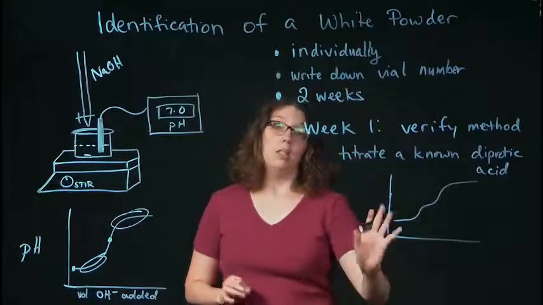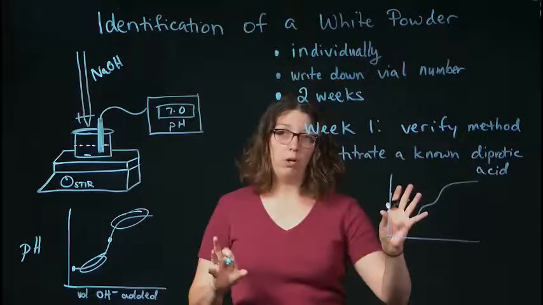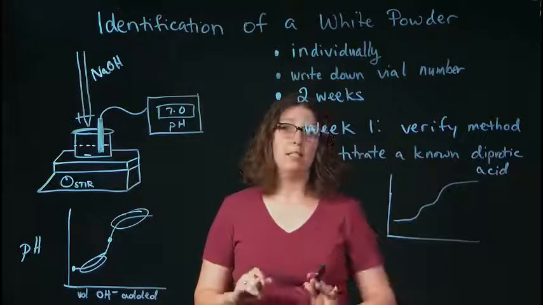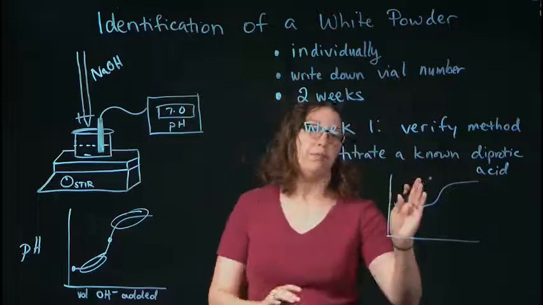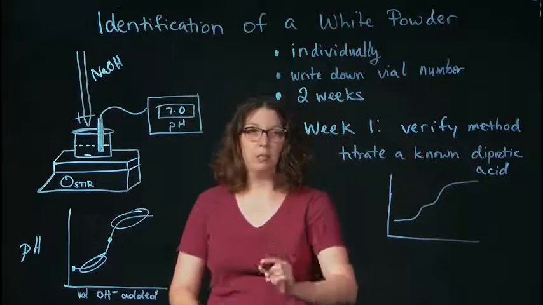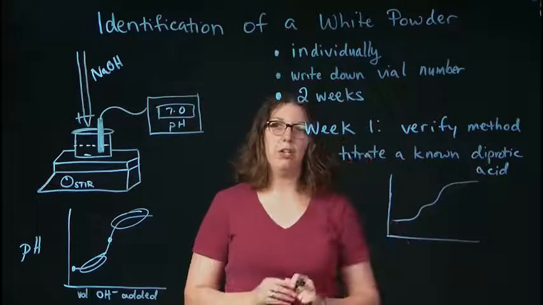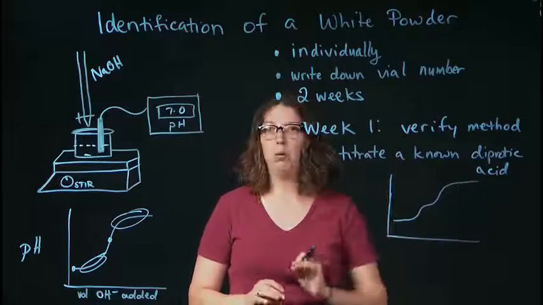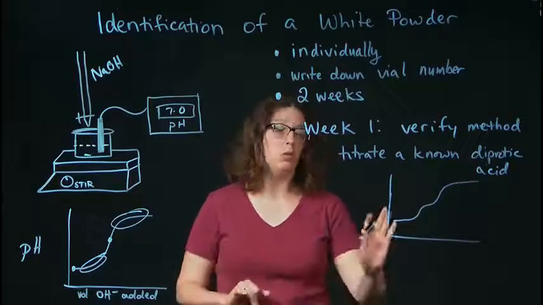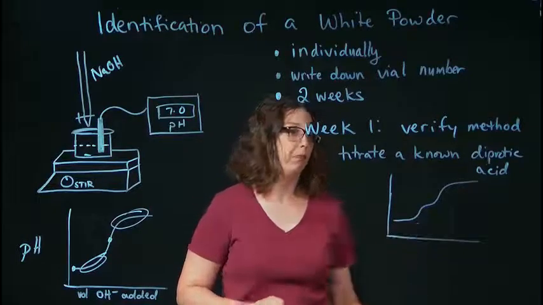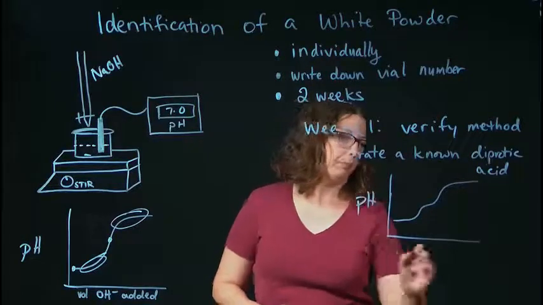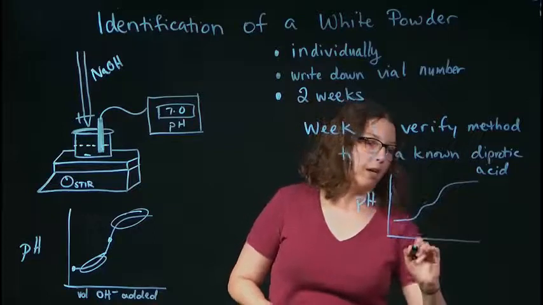Sometimes for the diprotic acids, the 2 equivalence points are not very visible. Now, you'll see in your textbook a diprotic titration curve, and each equivalence point is perfectly visible. You may not get that with every type of diprotic weak acid. So that's why we're verifying our method.